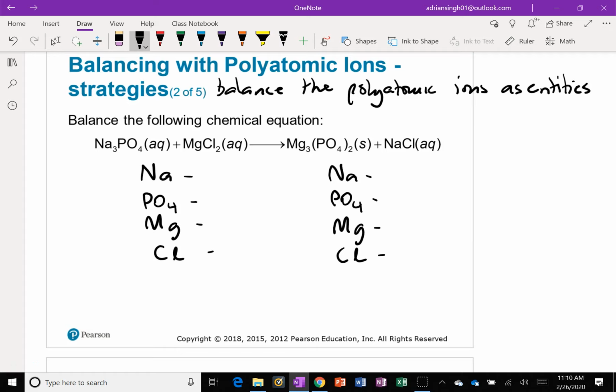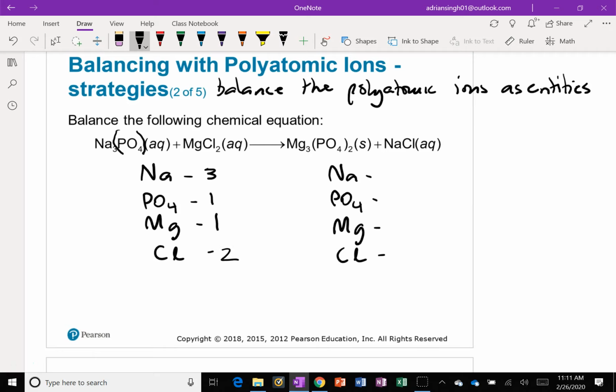How many sodiums are on the left? We look at the subscript, right? 3 sodiums. How many phosphates, how many PO4s are on the left side? 1. Right? If it helps you, what you can do is just put a pair of parentheses around your polyatomic ion, like so. And you can see there's just 1 of them. How many magnesiums on the left? 1. How many Cl's on the left? 2. Right? We do the same thing now on the right side.